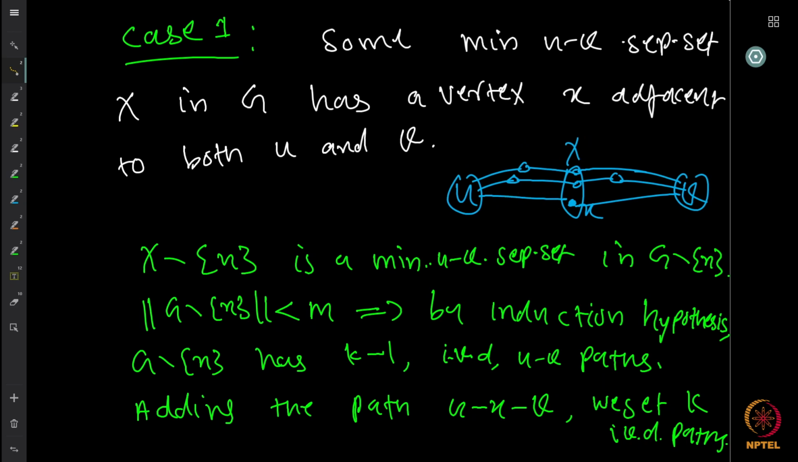I can do this in two steps. I first remove the vertex x and then remove the remaining vertices in X. So therefore, X minus singleton x is a minimum cardinality u-v separating set in the graph G minus x. Because if there is even a smaller one, I can remove that and remove x so that it gets separated. So we will assume that that is not the case. Therefore, X minus singleton x is a minimum cardinality u-v separating set in the graph G minus x.